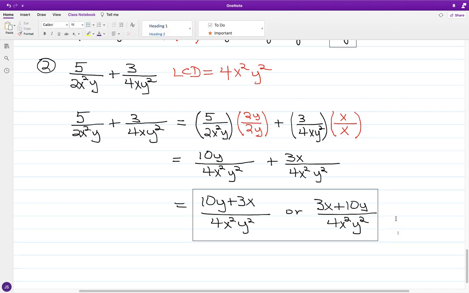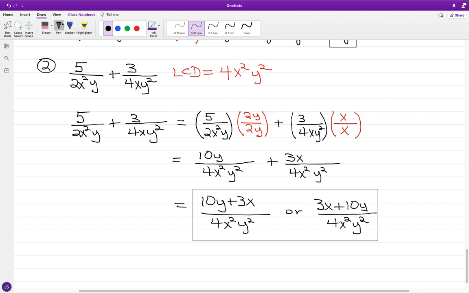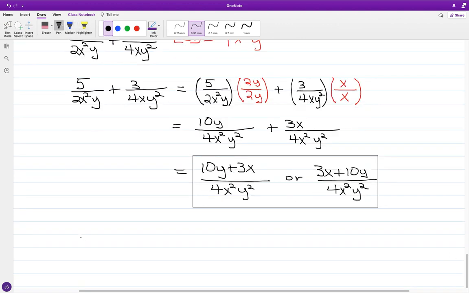And I'll tell you what, just for the next few minutes, in terms of looking at rational expressions and operations, let's try the following. Okay, say we have 3/10 minus 2/5.